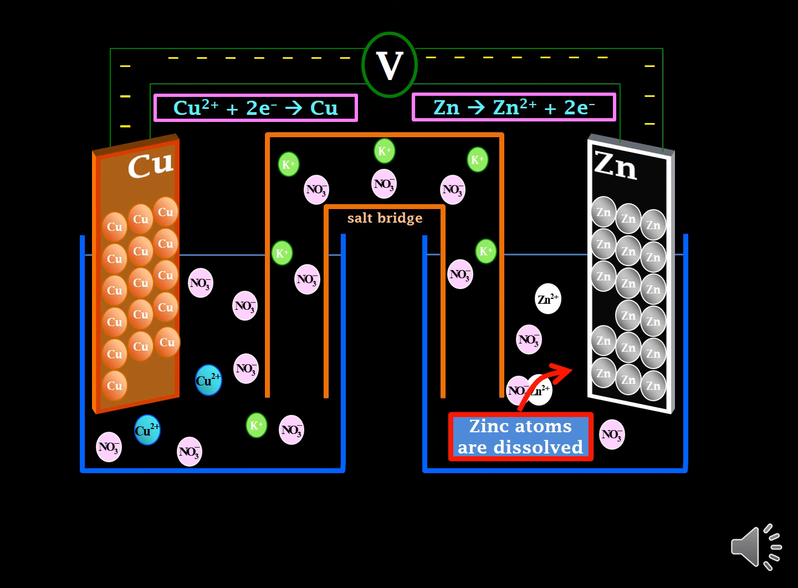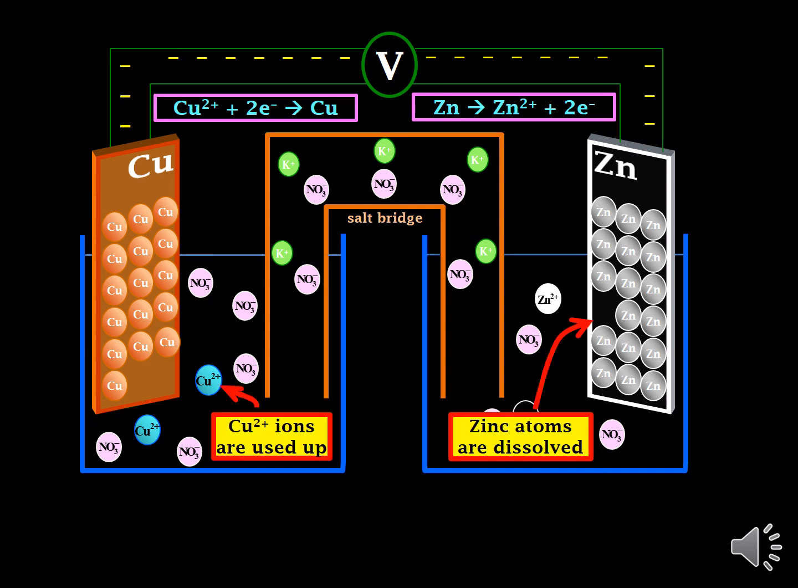In the zinc compartment, we can see that zinc atoms are converting into electrons, which are moving from the zinc electrode towards the copper electrode, and the zinc ions are coming into the electrolyte. So the zinc atoms are dissolved from the zinc electrode. So the whole of the zinc electrode will gradually get dissolved.